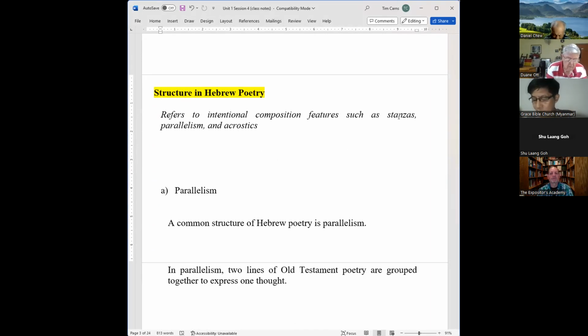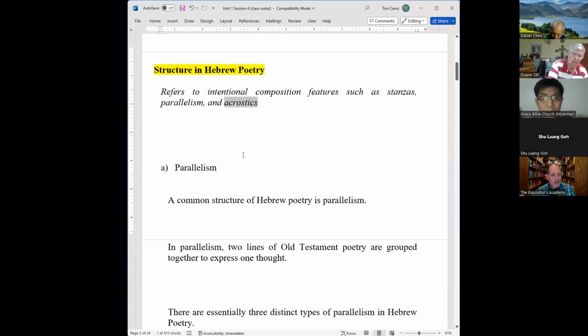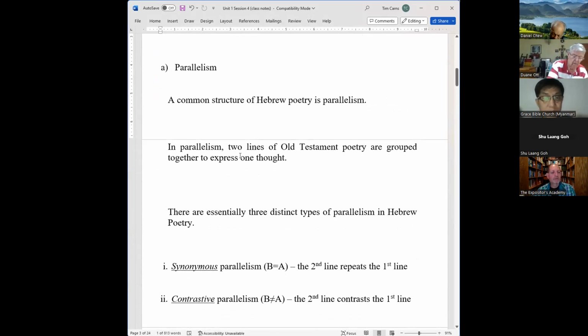One is the stanzas, which is just each unit of thought in the poem, like a paragraph in an epistle. And then parallelism is another structural feature that is in much Hebrew poetry. And then acrostics is another structural feature that hopefully we'll look at the end of this evening. It's kind of an interesting structural feature in some poems. So again, parallelism has been our focus. It's common in Hebrew poetry. And again, this is where two lines are grouped together to express an idea.